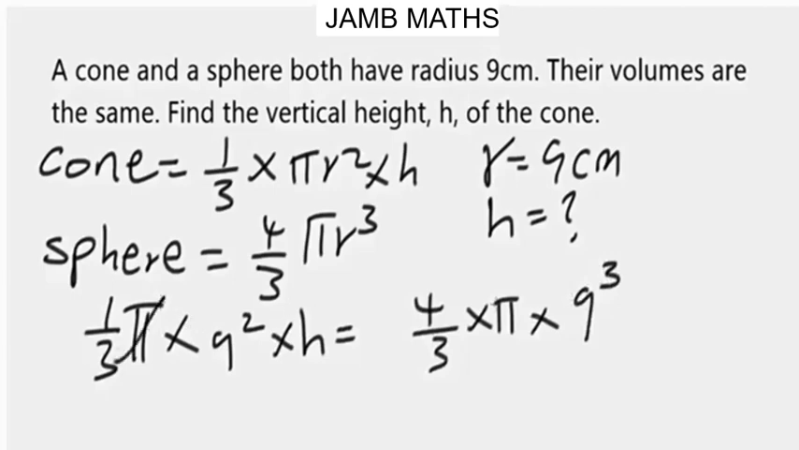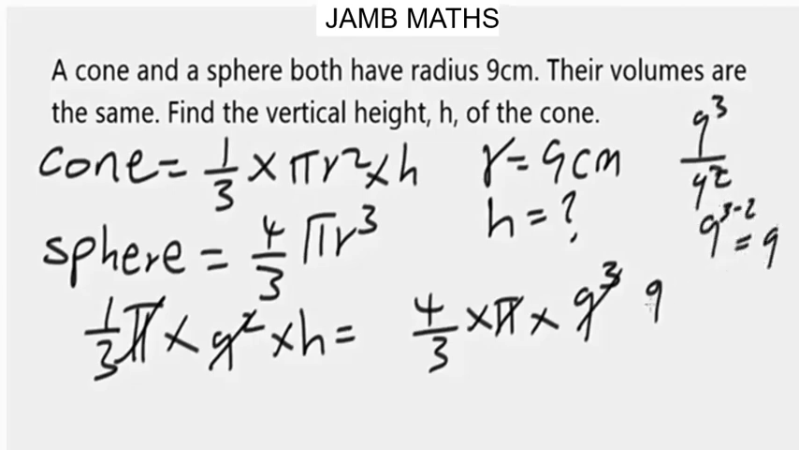So this pi, we cancel this pi here. Now this 9 square, we cancel with this 9 cube here, I'll be left with 1 nine. Just like division, law of indices, 9 cube over 9 square, the base is the same, you subtract the power, that's 3 minus 2, which gives us 9. So that's why we have this 9 here. So basically we are now left with 1/3 h equals 4/3 times 9.